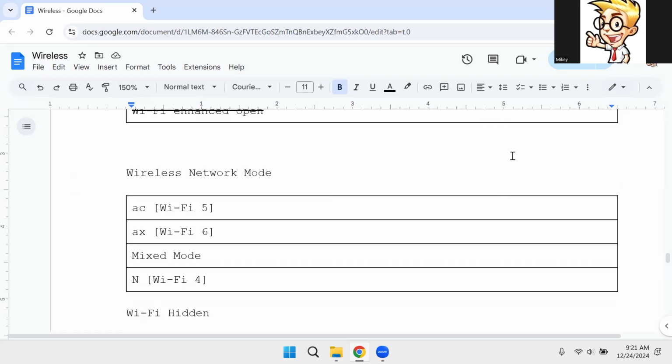Wireless network mode. So we saw that there were different grades and different Wi-Fi numbers, 4, 5, 6. It also says mixed mode. We want security over convenience. So we want the best possible security. We want the latest and the greatest. So that should kind of help you already.